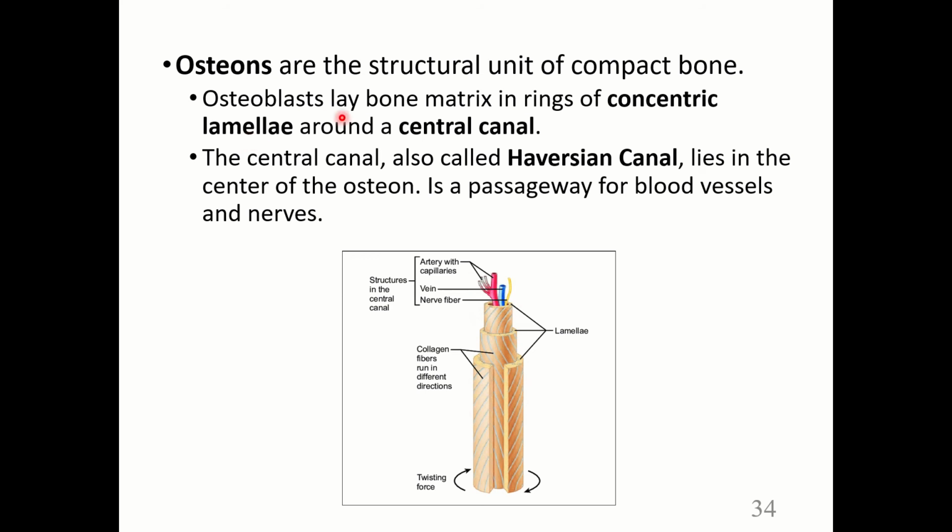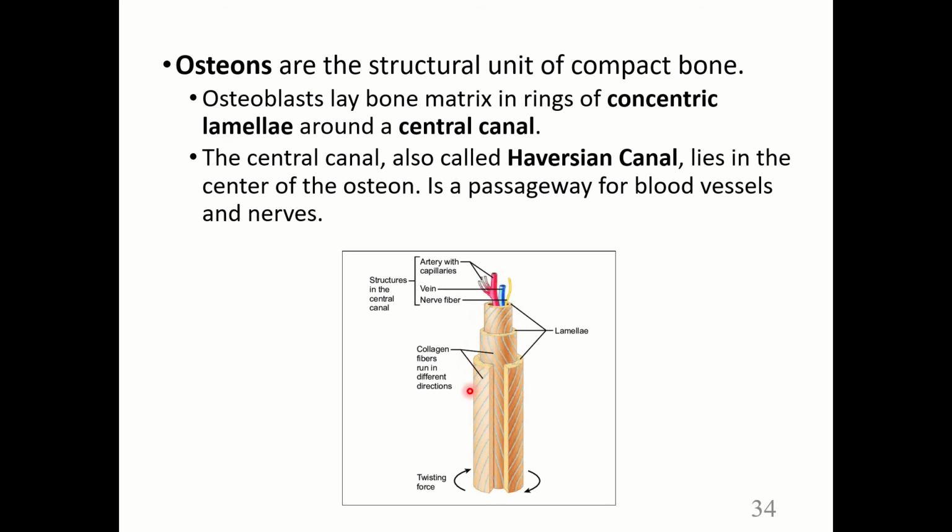When they are in the osteon, they're going to surround a central canal, also called the Haversian canal. This is a passageway for blood vessels and nerves. So the specific lamella that are laid around the Haversian canal are called concentric lamella. And the reason I'm specifying this is because there are other types of lamella that you will see soon. In this illustration of an osteon, you can see the lamella that are laid down in sheets around the central canal.